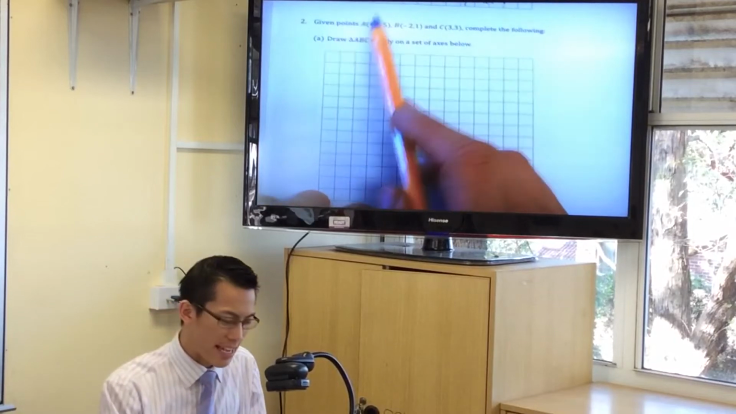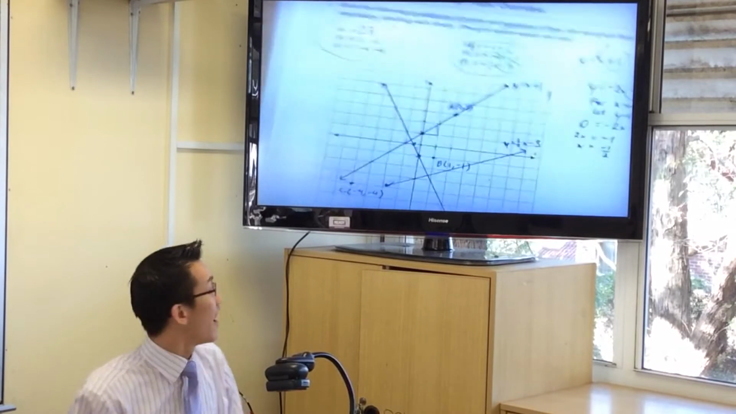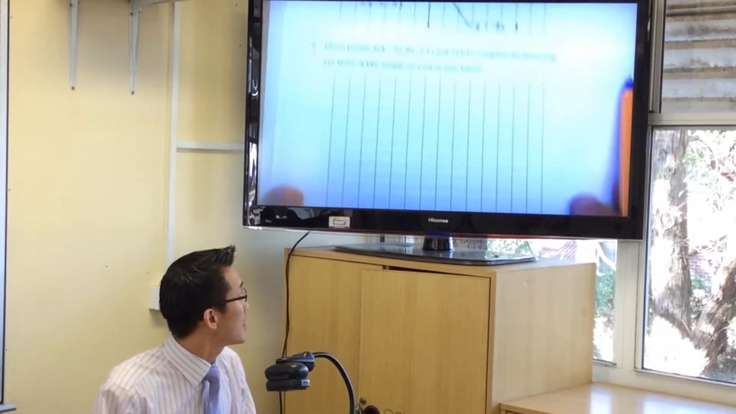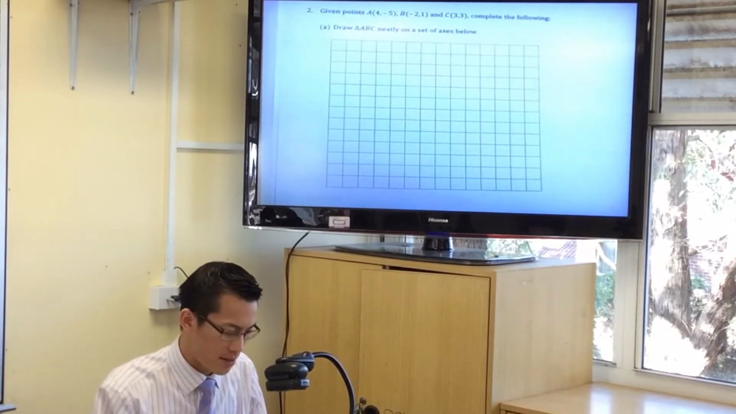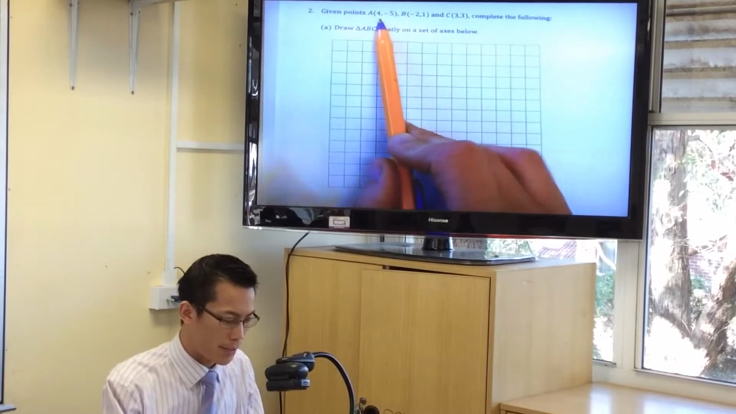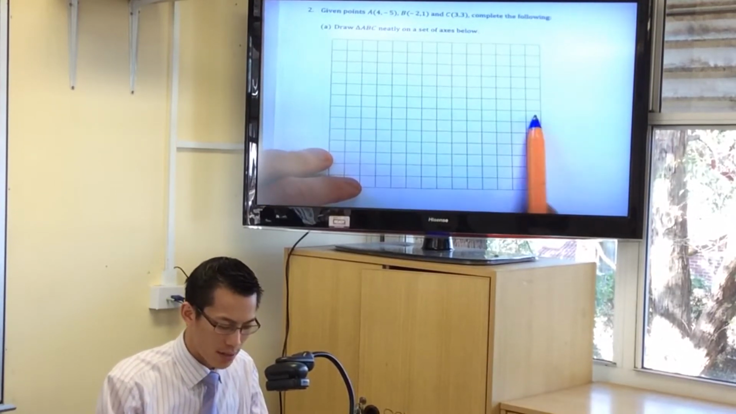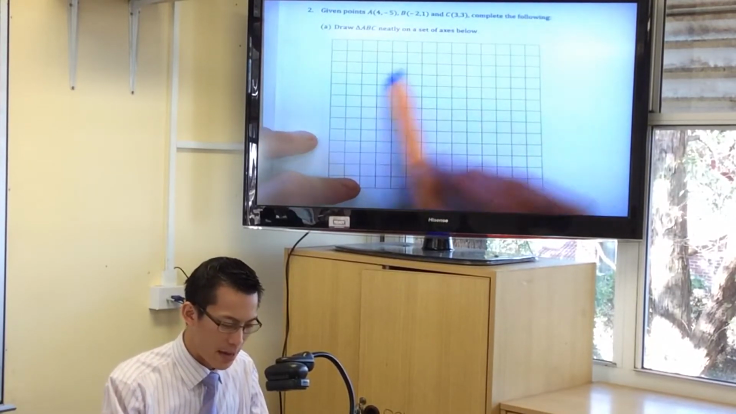This is a bit sneaky. They give you 3 points, but I haven't drawn a set of axes like I did here. So you need to think about, and this is tricky, where would be a good set of axes? Have a look at the numbers you've got. (4, -5) means go across and then down. (-2, 1) means go to the left and up, and then (3, 3).